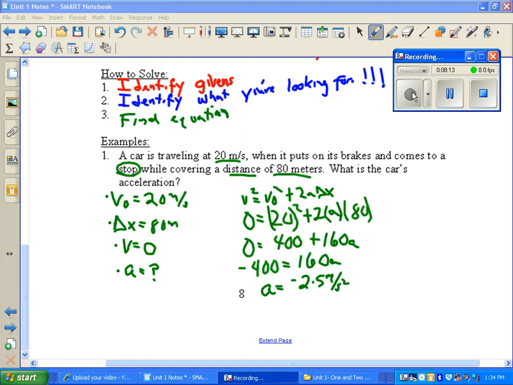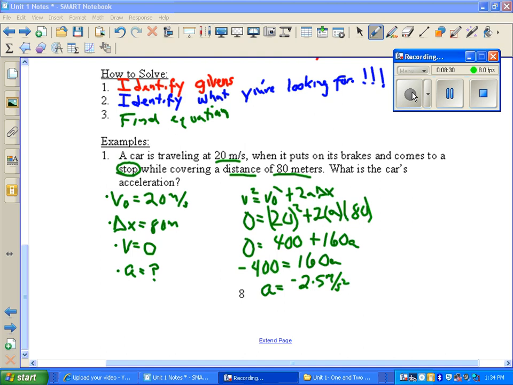Now, what does that negative mean? It turns out this thing is slowing down. We gave it a positive velocity to begin with. In order to slow down, the acceleration has to push in the opposite direction. That's what the negative stands for. So a lot of times when things are slowing down, you're going to have a negative acceleration.